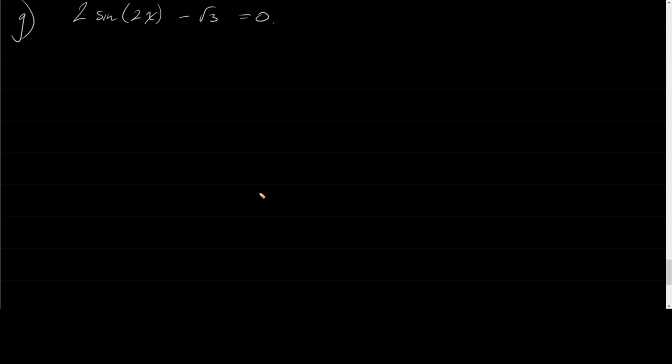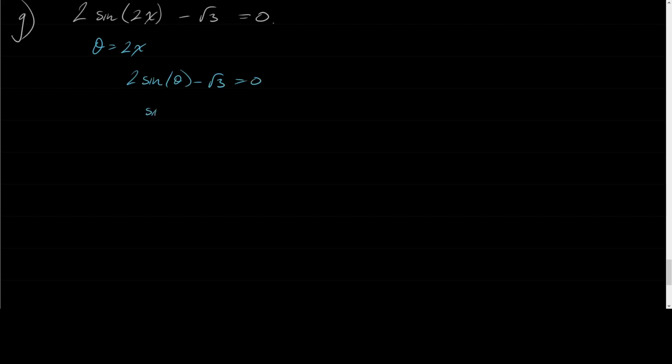So the very first thing that you should notice is that we have a 2x in there. That's different than before. Before we only had the variable itself. We didn't have anything else with it. So how do we deal with this? Well, what I recommend doing here is a theta substitution. Let theta be equal to 2x. And then we're going to just rewrite this as 2 sine theta minus radical 3 is equal to 0.